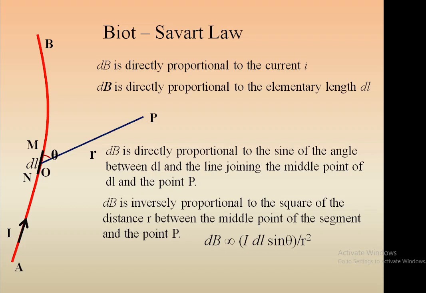Now let us remove the proportionality. Then we have a proportionality constant k. Then dB equals k into I dl sin theta by r square. Here k is a constant, and if SI units are employed, the value of k is 10 raised to negative 7. The value of k depends on the system of units chosen and also on the nature of the medium in which the conductor and the point are situated.